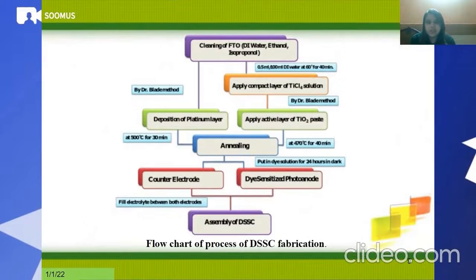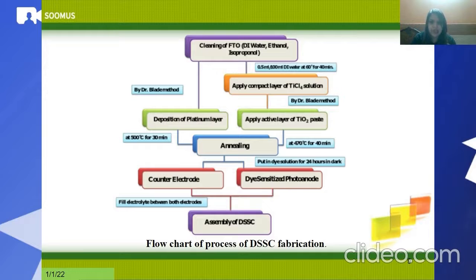This is the process of DSSC fabrication. First we clean the FTO substrate using DI water, ethanol and isopropanol. Then we apply a compact layer of TiCl4 solution to help the TiO2 paste interact with the conducting glass substrate, and after that we apply the TiO2 paste layer using the Dr.